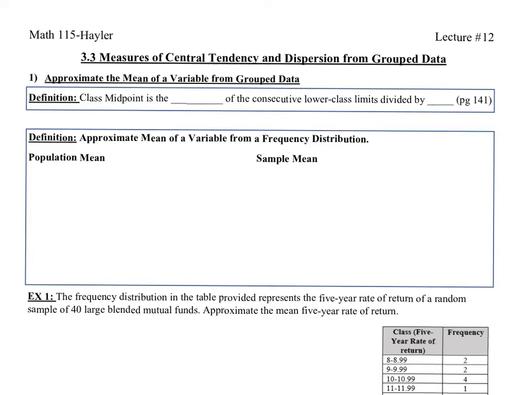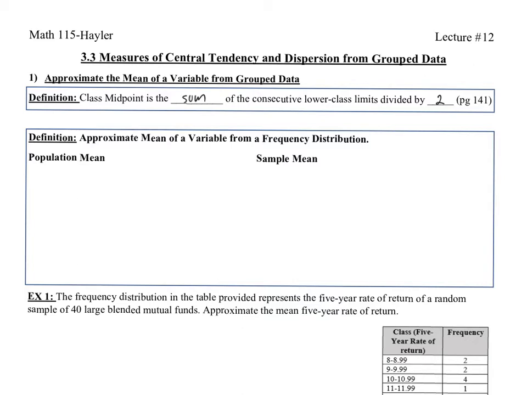Welcome to Lecture 12, 3.3, Measures of Central Tendency and Dispersion from Grouped Data. By definition, class midpoint is the sum of the consecutive lower class limits divided by 2. Let's take a look at the approximate mean of a variable from a frequency distribution.